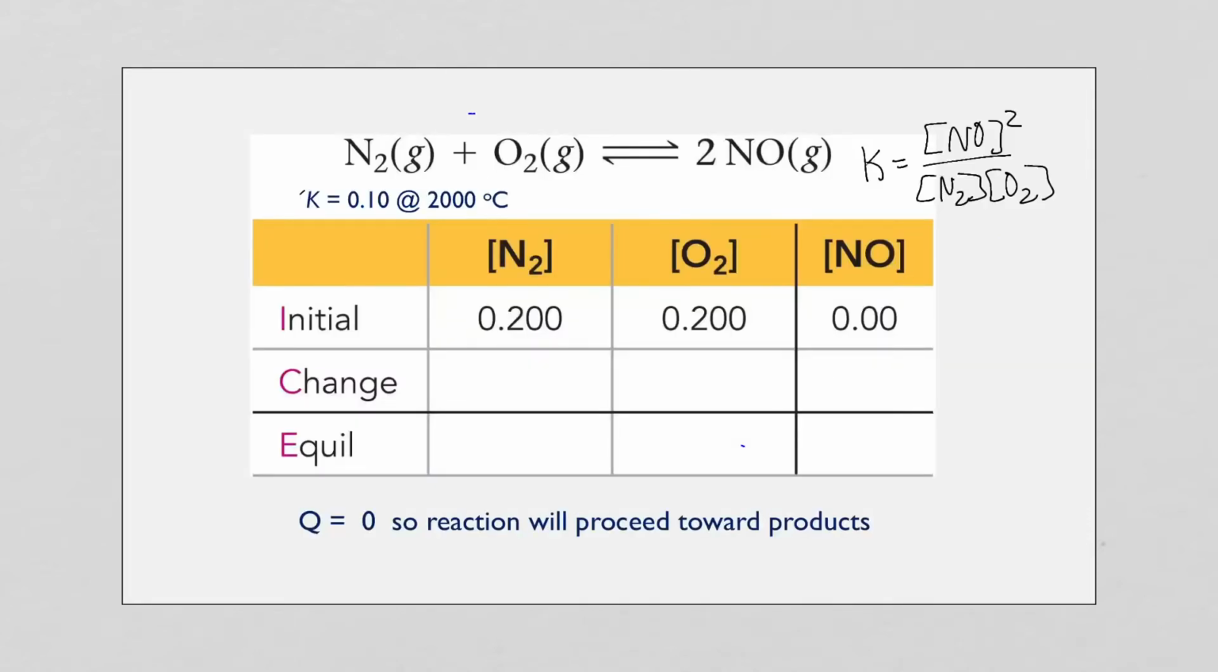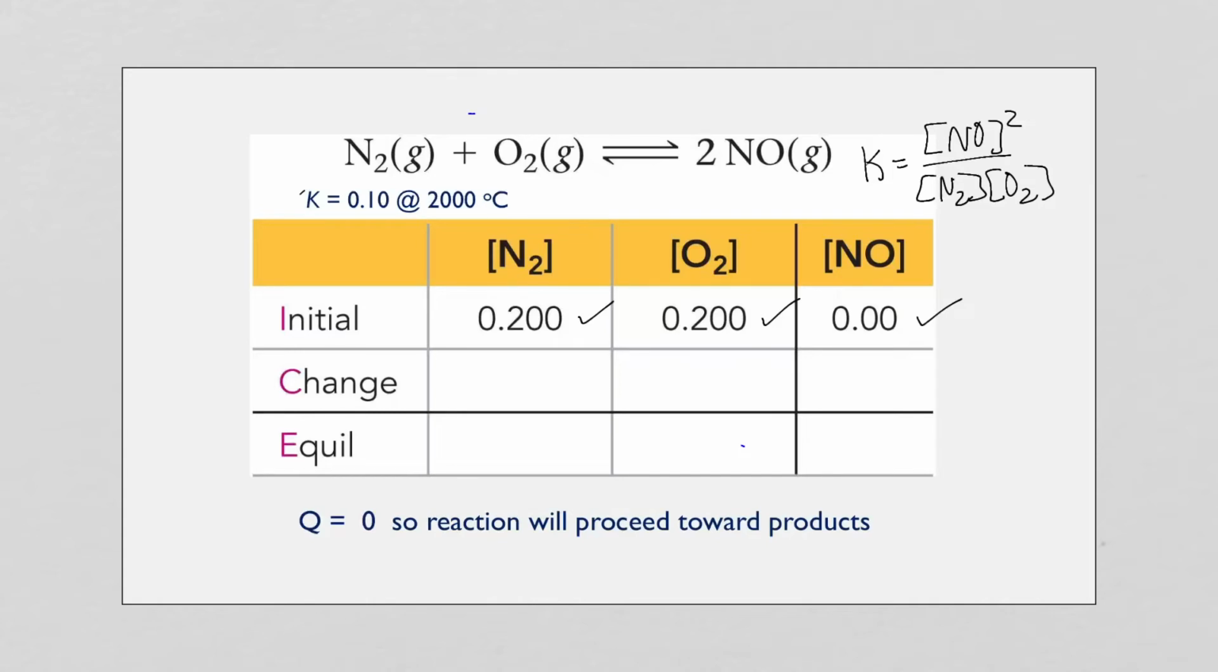Okay, so here's our first problem. We have the reaction of N2 plus O2 going to 2NO, and we're given an equilibrium constant here of 0.1. Now, we're told additionally that we have initial concentrations here of 0.2 molar N2, 0.2 molar O2, and we have no NO.